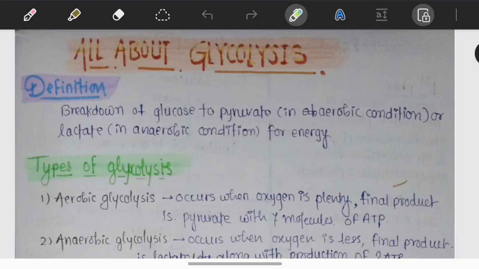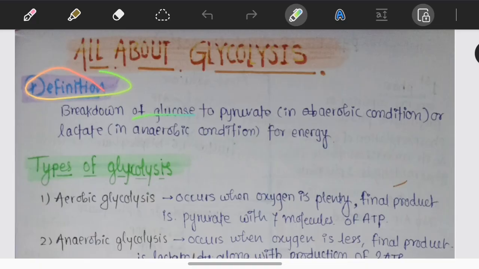Hello doctors, today we will learn all about glycolysis. Each enzyme, step by step, we will discuss. First we will see the definition.